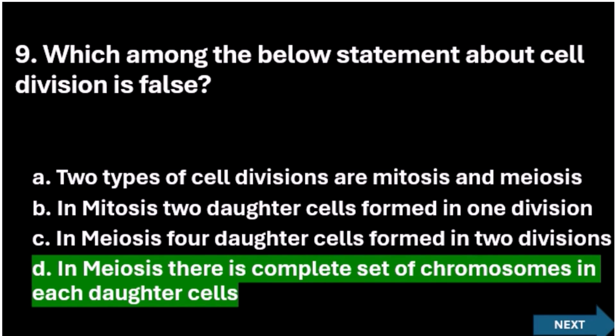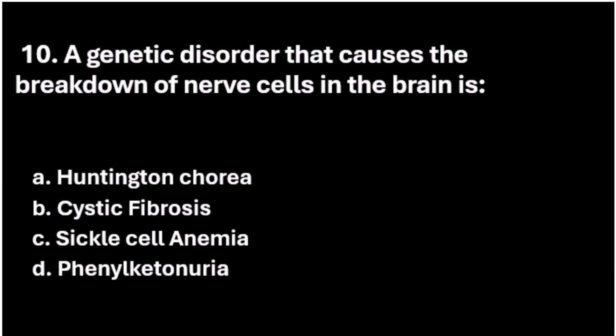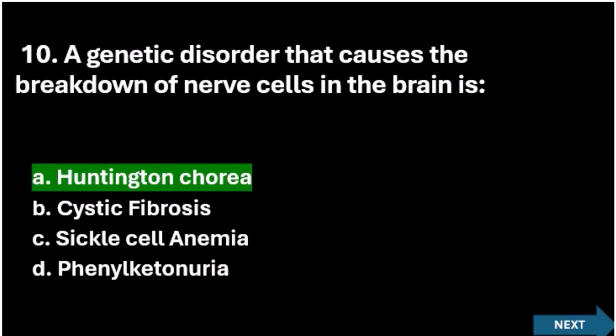So, if you are not able to answer these questions right, you have to go back to the topic and use a memory technique to remember and reinforce about cell division and all the related topics. Next question. A genetic disorder that causes the breakdown of nerve cells in the brain is option A, Huntington chorea, option B, cystic fibrosis, option C, sickle cell anemia, option D, phenylketonuria. The right answer is Huntington chorea, the genetic disorder that causes breakdown of nerve cells in brain.